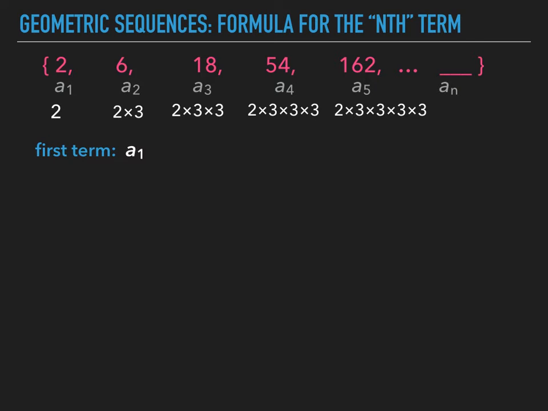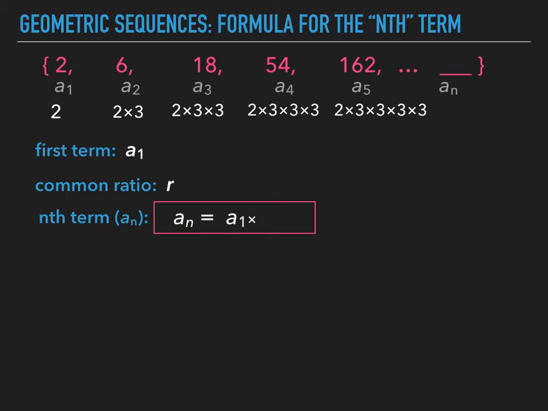So the first term is a sub 1. The common ratio is r. Now the nth term, okay, so this is where we want to see what's the same and what's different in every expression up above. They all start with a sub 1. We multiply by r to the power of n minus 1. Notice it's n minus 1. For example, 54, which is the fourth term of the sequence, is 2 times 3 to the third. 162, which is the fifth term of the sequence, is 2 times 3 to the 5 minus 1.